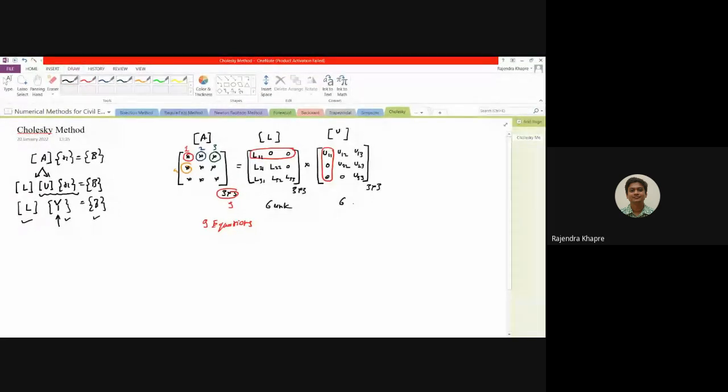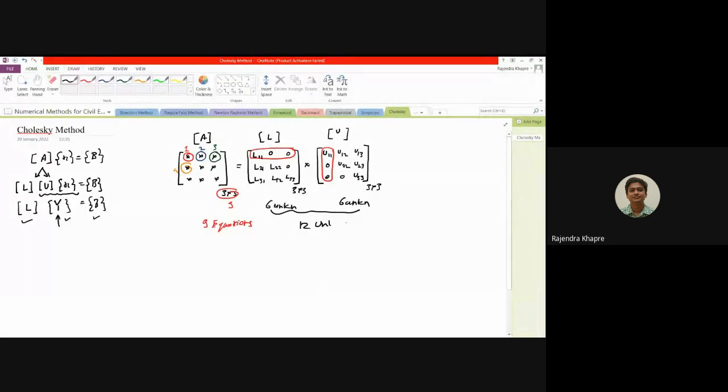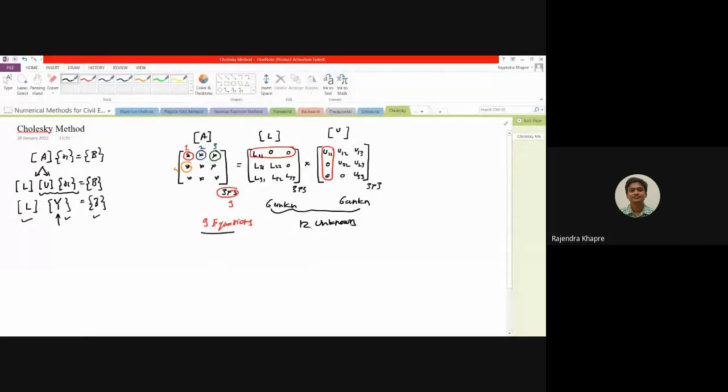So there are 6 unknowns over here and 6 unknowns over here. Combined we have 12 unknowns. But how many equations do we have? We have only 9 equations. So to get these 12 unknowns we have only 9 equations, and it is not completely balanced, so we will not be in a position to find these unknowns. Either we should have 12 equations, or we should have at most 9 unknowns.